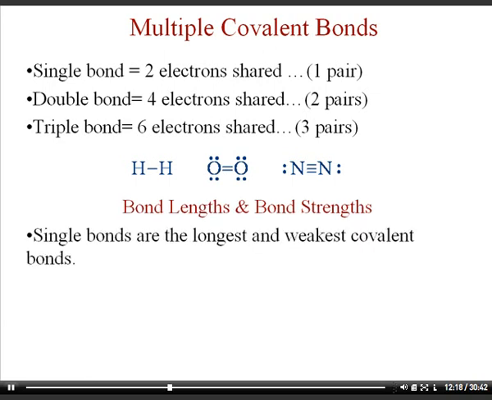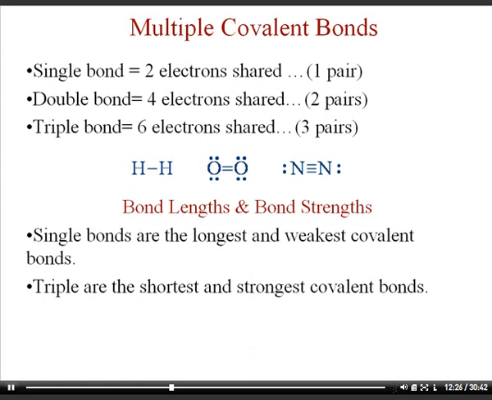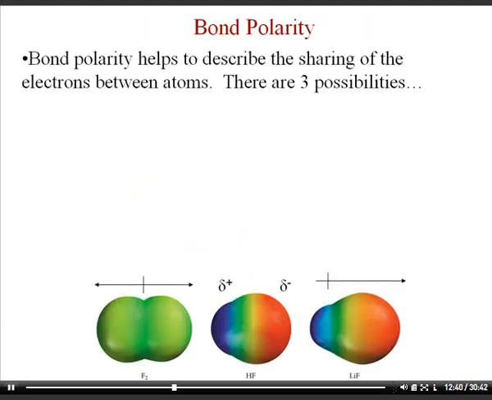Now we talk about bond length and bond strength. A single bond is the longest bond, so it's the easiest to break, so it's going to have the weakest strength, and then triple bonds are the shortest and they're the strongest. So single bonds are long and weak. Triple bonds are the shortest and strongest covalent bonds. Now, comparing covalent bonds to ionic bonds, ionic bonds are much stronger than covalent bonds. Now we talk about bond polarity.